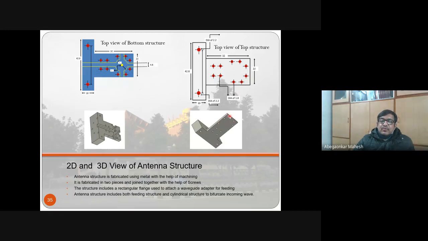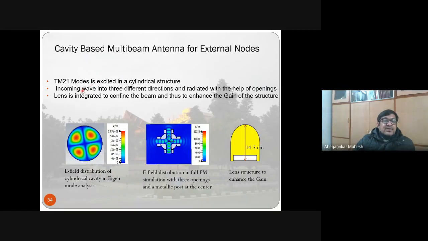There's a groove here, and then there are three parts. So these three parts will have three different patterns. So that is the idea here. So what we see here is we have TM21 mode excited in a cylindrical structure. Incoming wave is divided into three different directions and radiated with the help of openings.